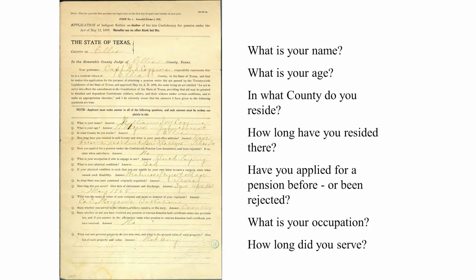Basic information: what is your name? How old are you? What county did you reside? How long did you live there? Have you applied for a pension before? Were you rejected? What is your occupation? How long did you serve? What unit, etc. All that, just basic information.